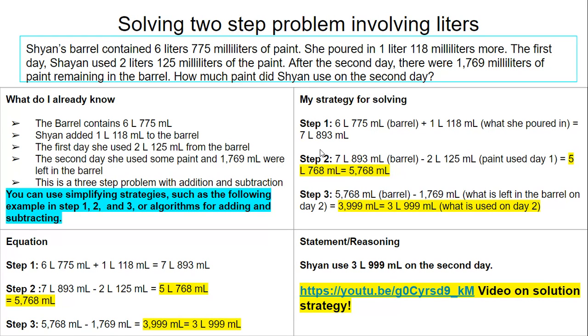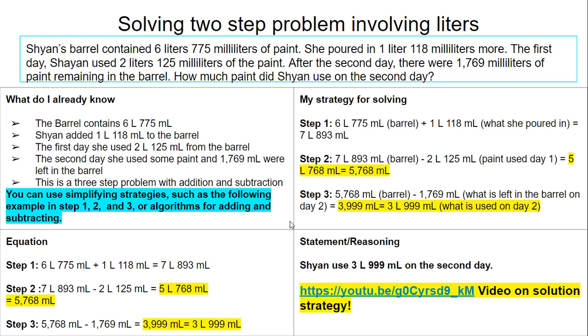So step one, I need to know what was in the barrel before she started to paint. So we know that the barrel was 6 liters, 775 milliliters. Then she added 1 liter, 118 milliliters, to give her a total of 7 liters, 893 milliliters. We know that on day one, she used 2 liters, 125 milliliters. So we're going to subtract that off our total for 5 liters, 768 milliliters, which I'm going to convert to milliliters because I know that I'm going to subtract off what was left in the barrel. So 5,768 milliliters minus 1,769 milliliters was left in the barrel on day two. So she used a total of 3,999 milliliters on day two.